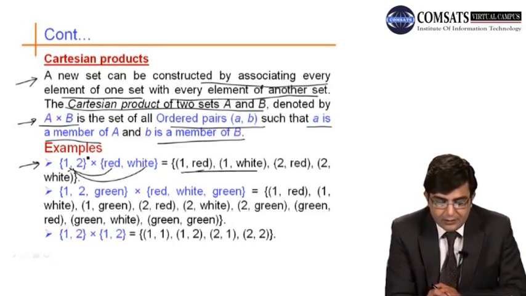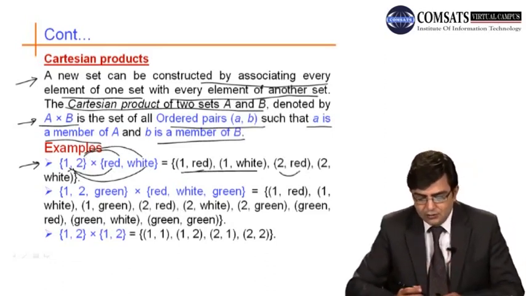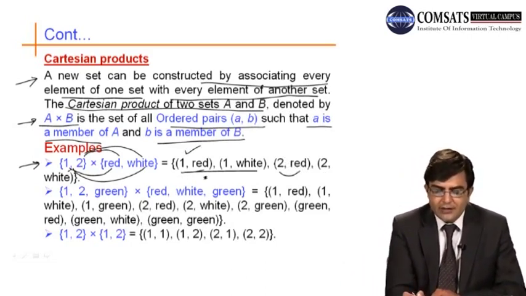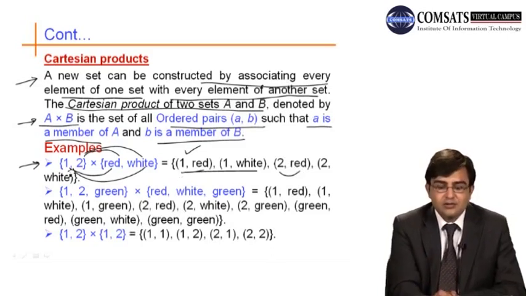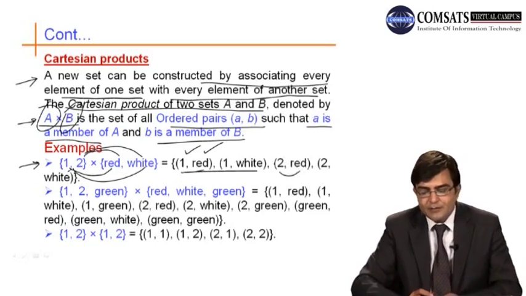Similarly, we take 2 with the first element, 2 with the second element: 2 with red, 2 with white. So the first place in the ordered pair is always an element of the first set A, and on the second place we write the elements of the second set B. This is how we write the Cartesian product of two sets.